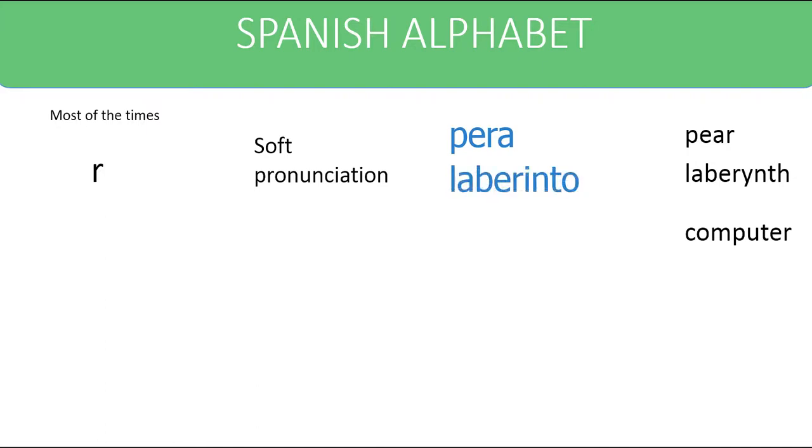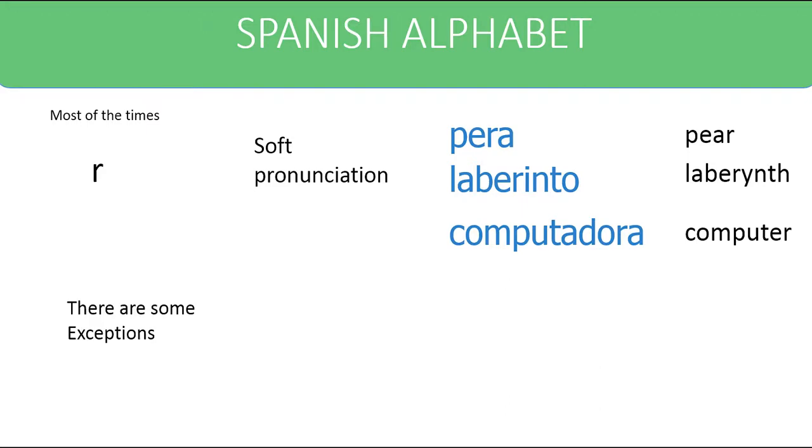Another example is the word laberinto. Laberinto means labyrinth. And another example is the word computadora, which is computer. So in most of the cases, this will be the pronunciation for R. But there are some exceptions. But we don't need to worry about those right now because we're just getting started. We will eventually see those exceptions in some other classes. Right now we're just learning the sounds.